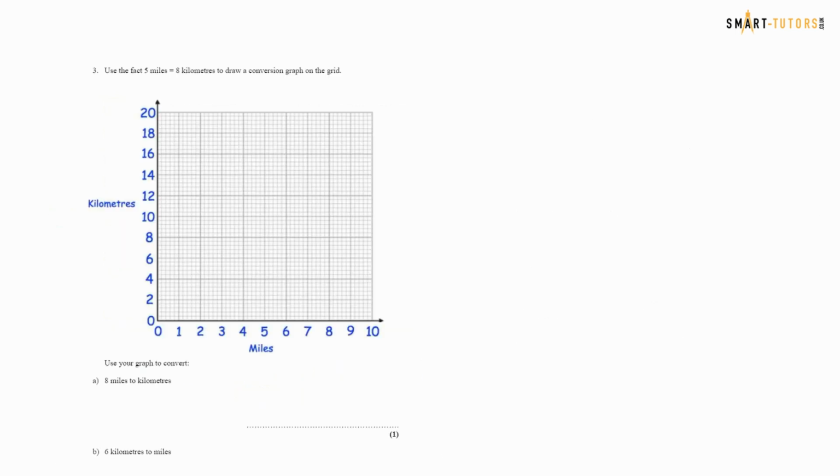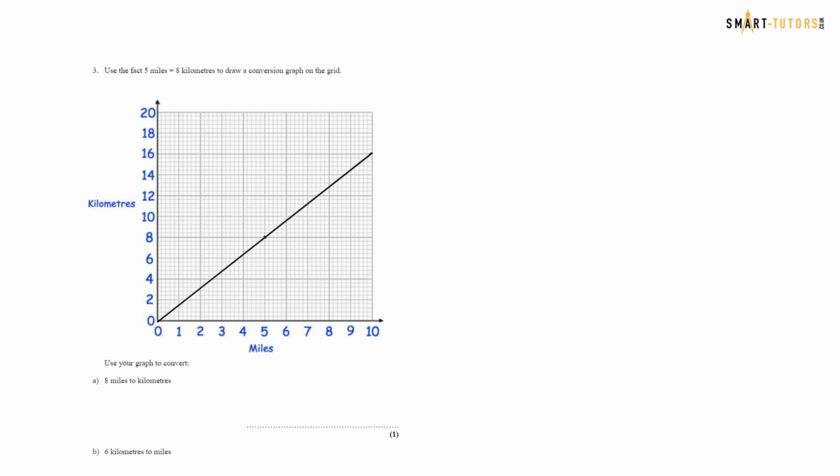Question number 3, use the fact that 5 miles equal 8 kilometers to draw a conversion graph on the grid. So 5 miles equal 8 kilometers, that is the point here. 5 miles equal 8, so 10 is 16. So that is the line you need to draw. If we connect the points, that is the line.